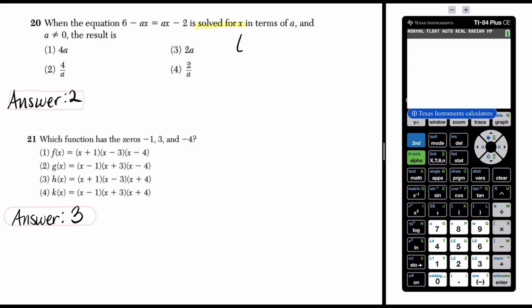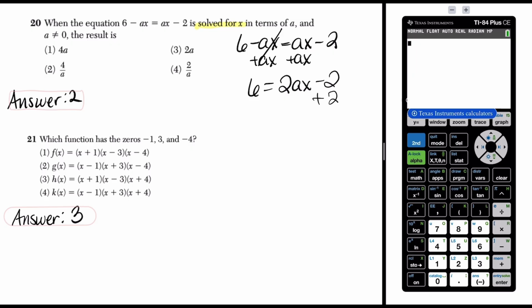So I'm going to just solve. Okay, so in this case, let's add 8x, because again, most of us would rather add than subtract. And that's going to leave me with 6 is equal to 2ax minus 2. And now I'm going to add 2 to both sides. And I'm going to end up with 8 is equal to 2ax.